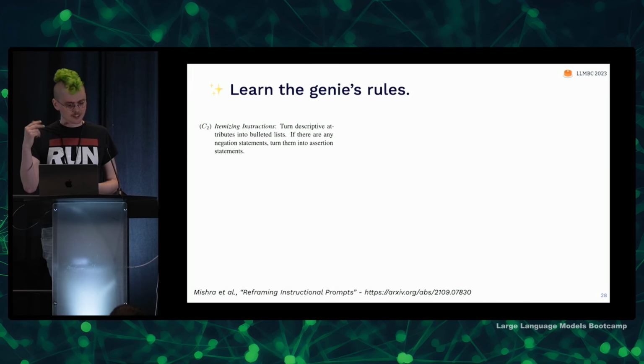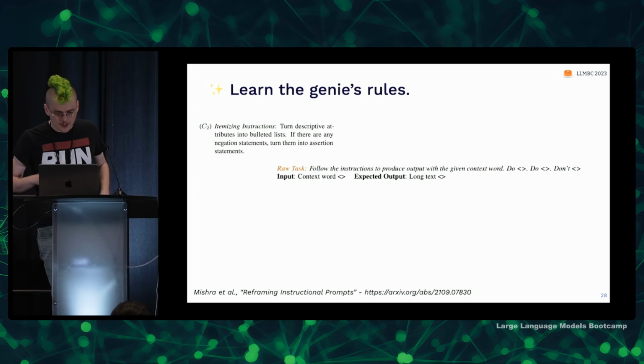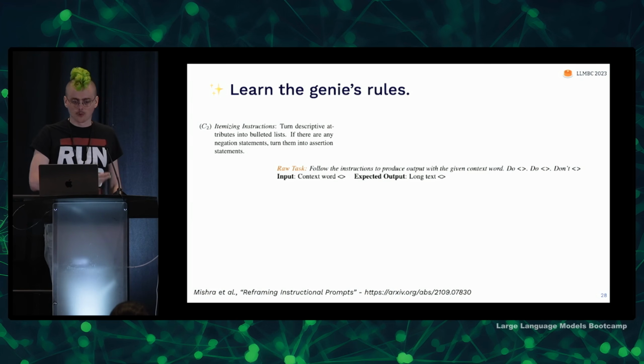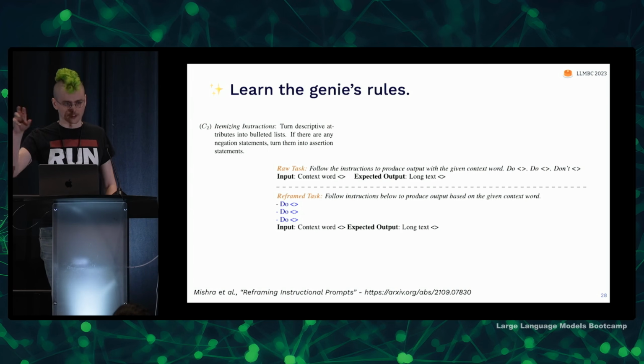And then second, this is a little bit more language model specific. If there are any negation statements, just turn them into assertions. Don't say "don't do X," say "do the opposite of X." So you might write out your instruction as: follow these instructions, produce output with a given context word, do this, don't do this. Change it into a list of 3 bullet points.